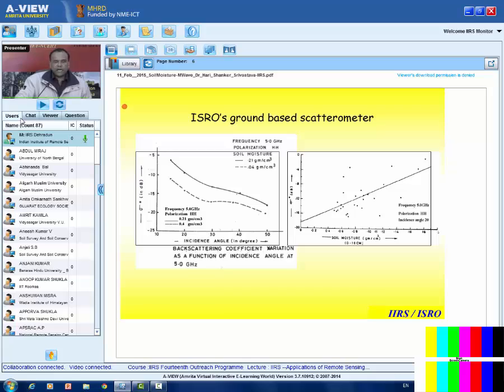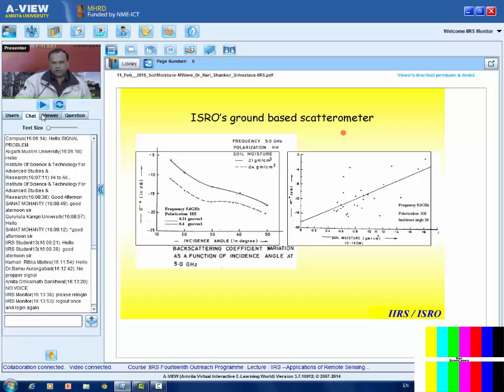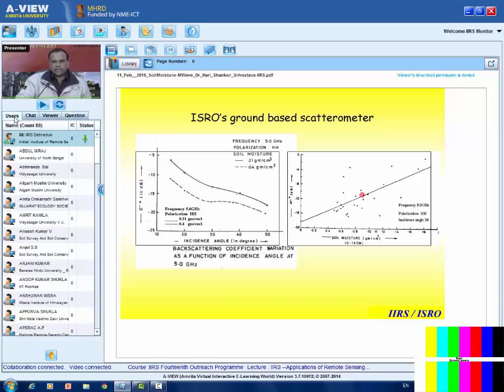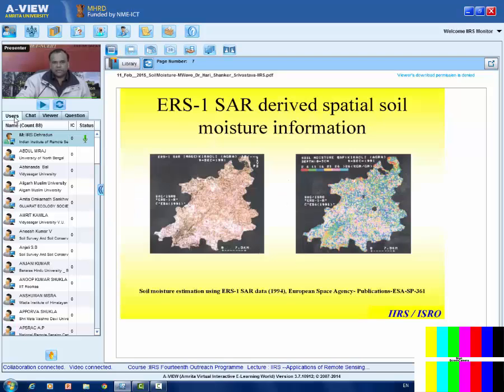So in India we started soil moisture estimation way back during the late 80s. We also did other microwave related studies, but at that time we were using ground based spectrometer data. This slide shows our earlier results, when satellite based microwave data, synthetic aperture radar data, was not available.